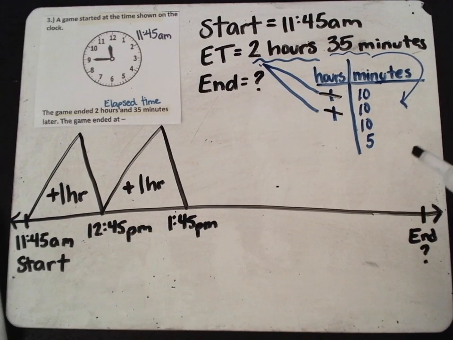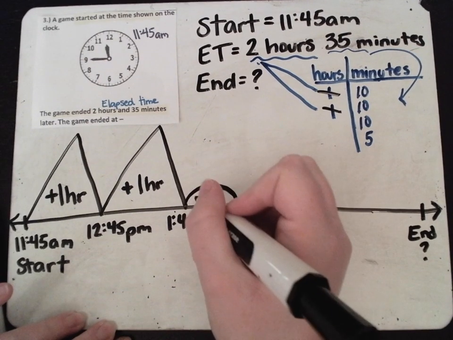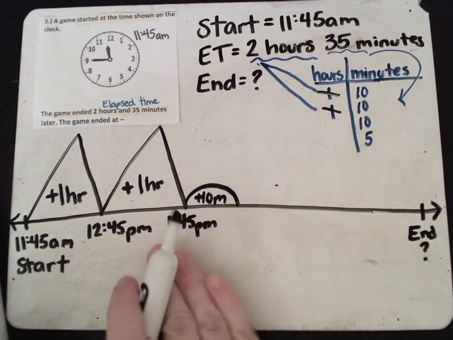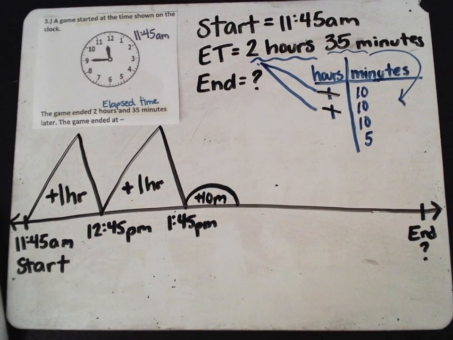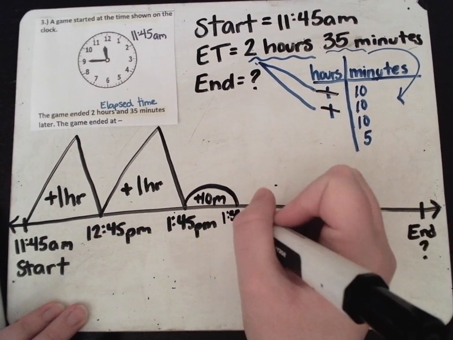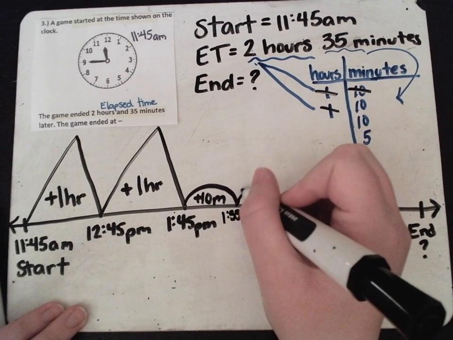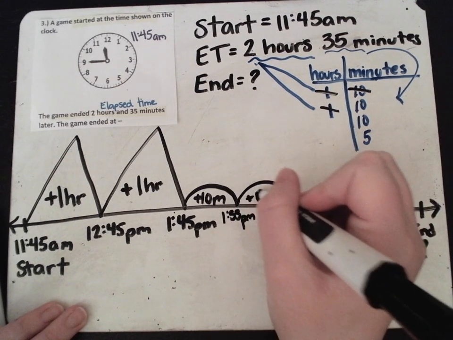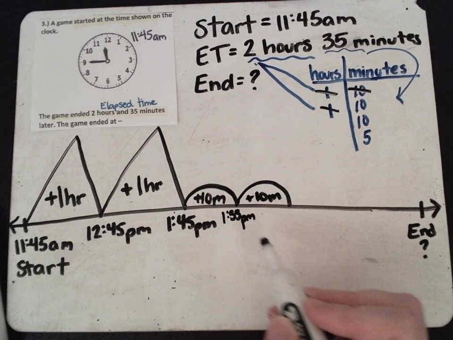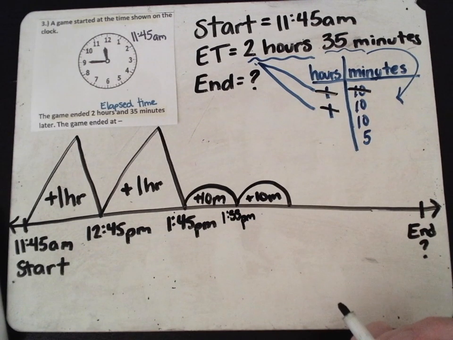The only thing I have left to add on my line is my 35 minutes, which I've broken down into 3 10s and a 5. So I'm going to draw my first hill of 10. So plus 10 minutes. So 1:45 p.m. plus 10 minutes brings you to 1:55 p.m. And that takes care of the first 10 minutes. Now I'm going to add my next 10 minutes. 1:55 p.m. plus 10 minutes brings you to 2:05 p.m.